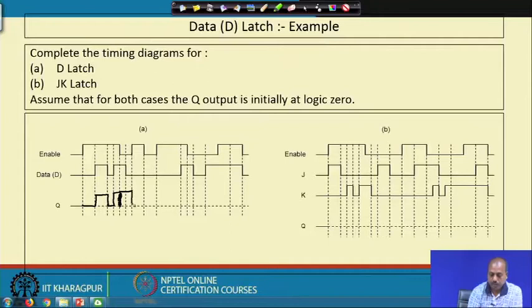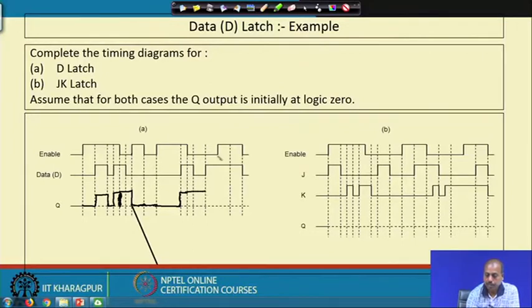So, this D value is 0. So, it comes down, then it goes like this, the enable is low, enable is high. It continues like this, D value is also low, then enable is low. It continues like this, the enable becomes 1, but the D value is 0. So, it goes like this, enable is 1 and D is 1. So, it becomes high, then enable becomes low, but D was high. So, it continues to hold the value like this.